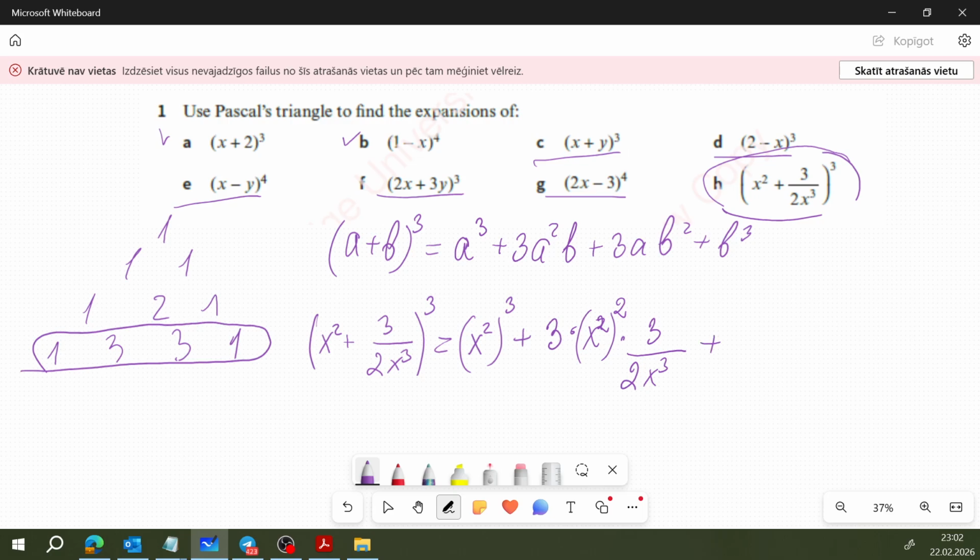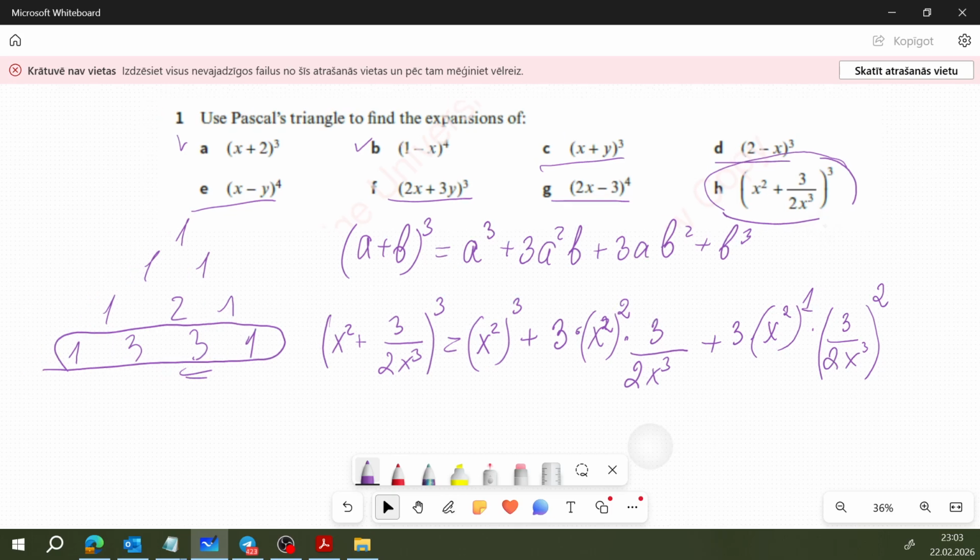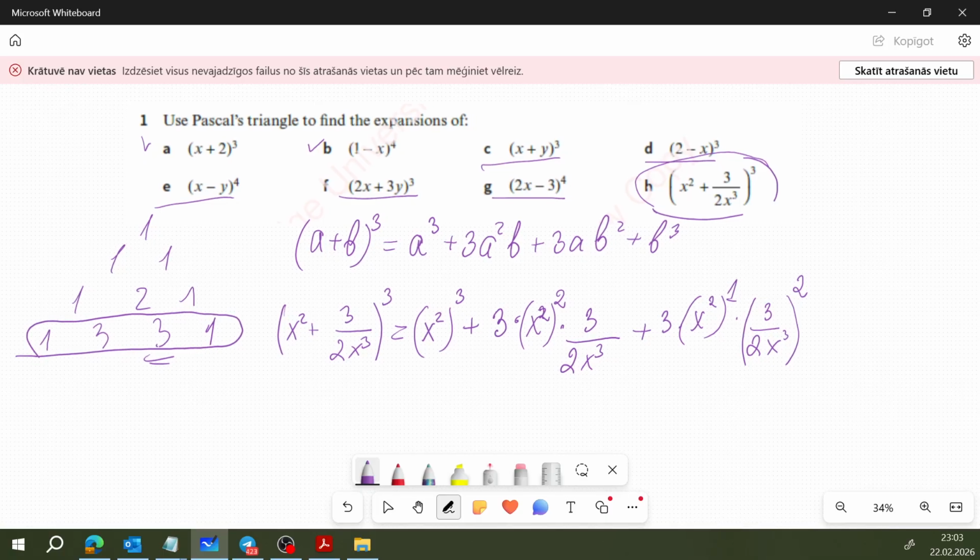So the next thing is plus, the next coefficient is also 3, so it will be 3 times, but here x squared will take the power of 1. So here x squared, and here it will be taken to the power of 1. But then 3 over 2x cubed will be taken to the power of 2. And finally, the last term will be plus just 3 over 2x cubed to the power of 3. In this case, if you want to make it simpler, let us go further.